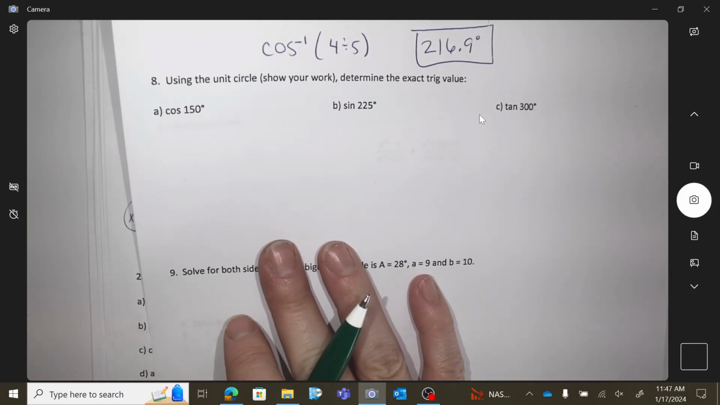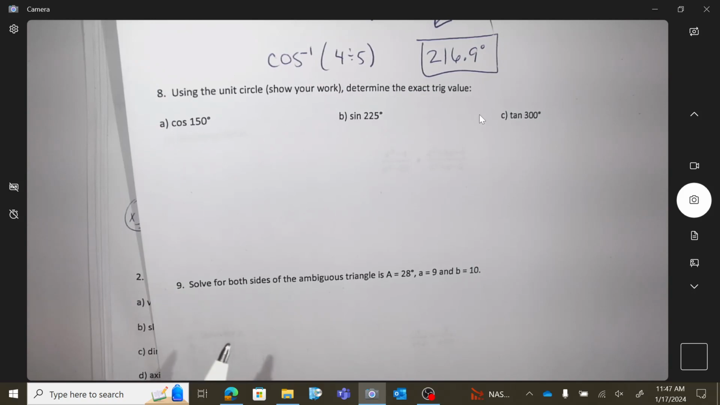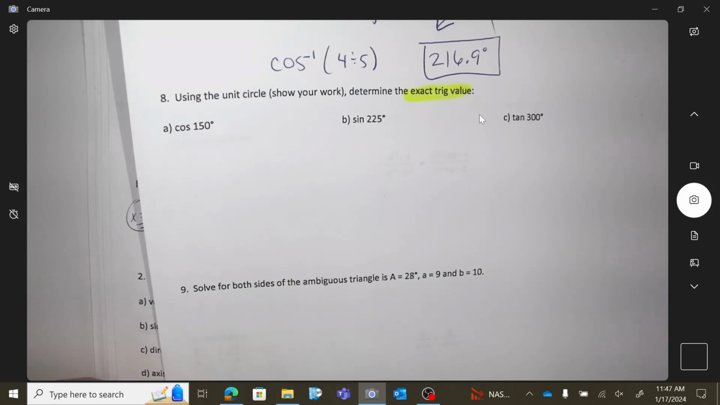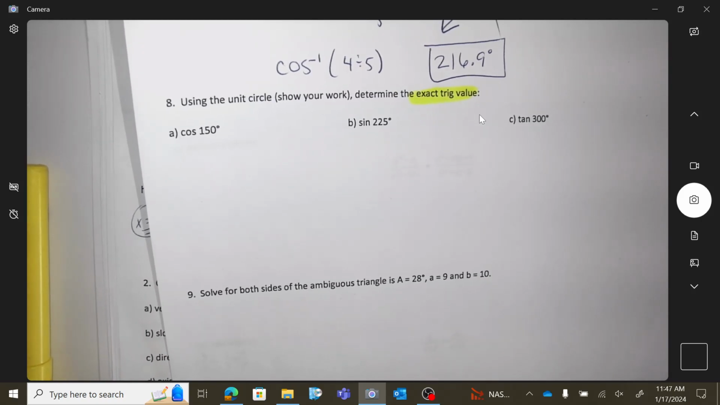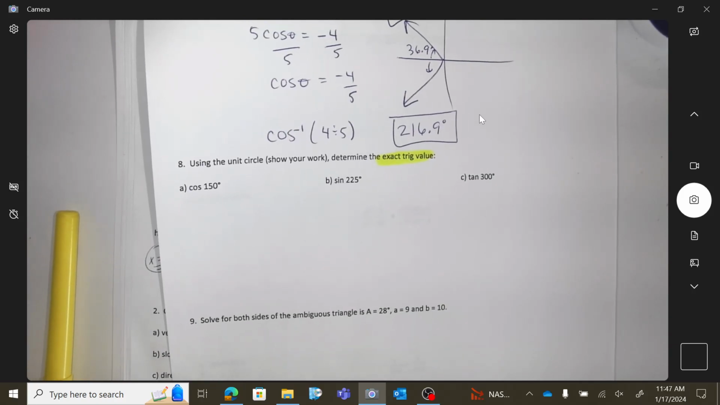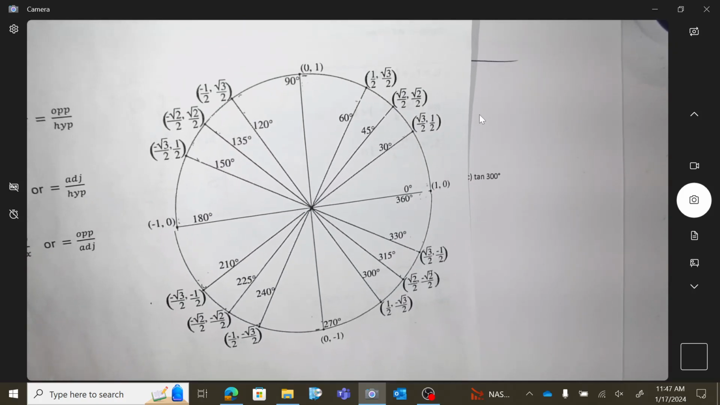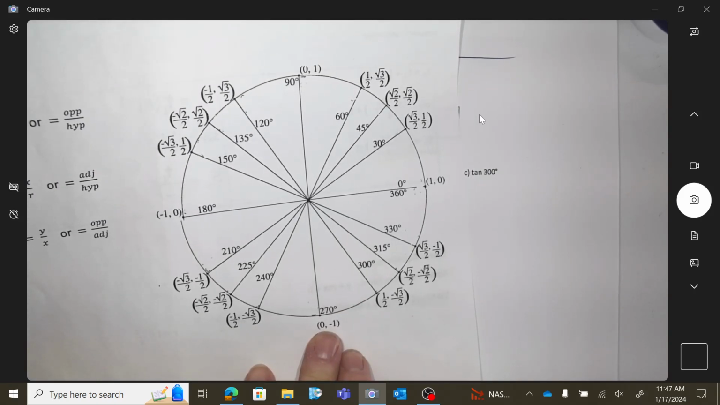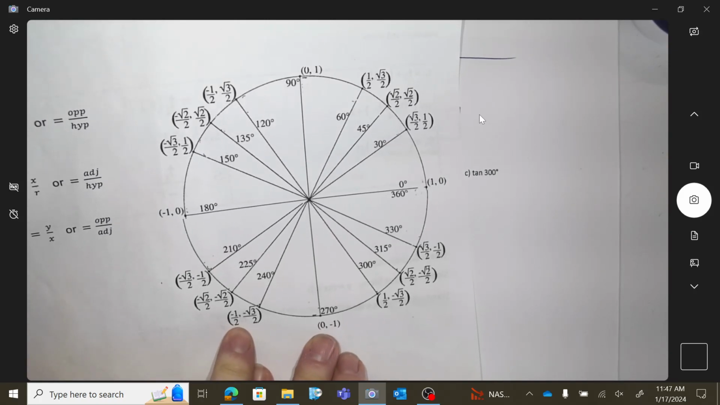Okay, on this outcome, determine the exact trig value. Exact. Okay, so I should recognize that I need to go to my unit circle. On your exam, I give you a unit circle. So please don't study the drawing and making it. Don't do that. It's going to be on your formula sheet. Don't do that one outcome where we memorized how to make it. It'll be there. So this is your formula sheet.